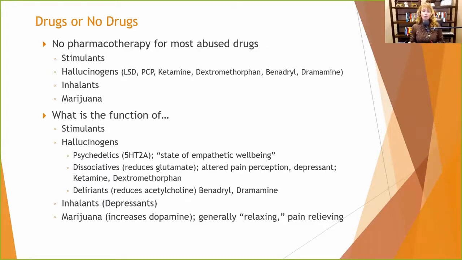Now, deliriants are really dangerous because the level between recreational use and lethal is really, really, really small, and it's really easy to kill yourself. Okay, that's fine, whatever. Warning all over. But the deliriants reduce acetylcholine. And we know that acetylcholine is involved a lot in schizophrenia and powerful dreaming and active mind.